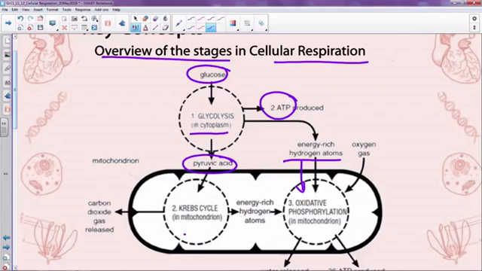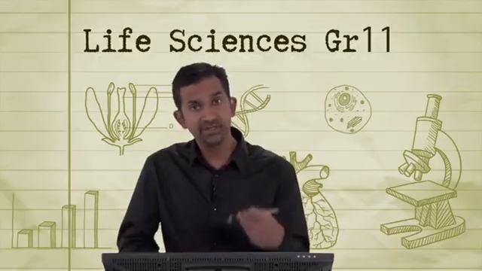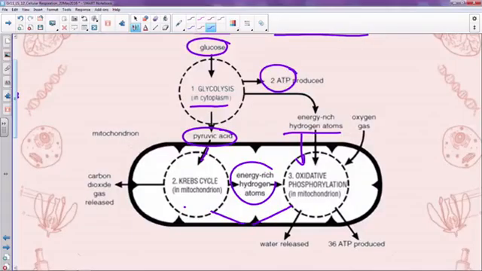The second step that we looked at was the Krebs cycle, and these two stages, both the Krebs cycle and oxidative phosphorylation, occur in the mitochondria. In the mitochondria, the Krebs cycle will process pyruvic acid, and by the way, there are two pyruvic acid molecules that undergo two separate Krebs cycle pathways, and each one will undergo a series of breakdown steps where energy-rich hydrogen atoms are produced, releasing carbon dioxide, which is a waste product, as well as producing highly energized energy-rich hydrogen atoms.